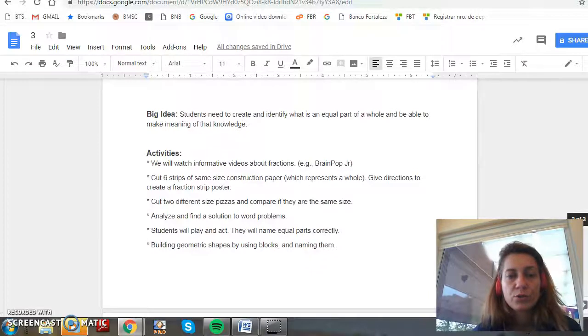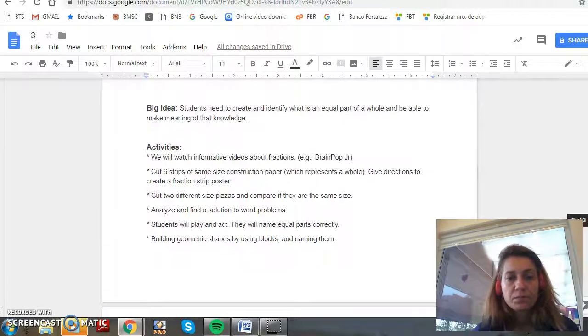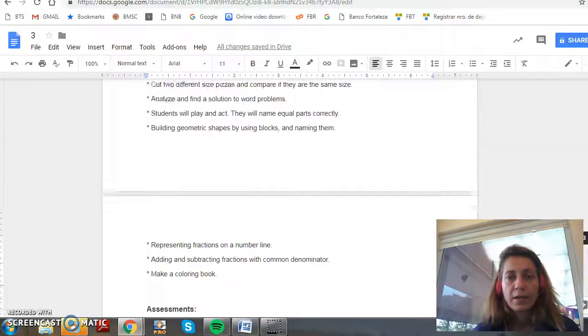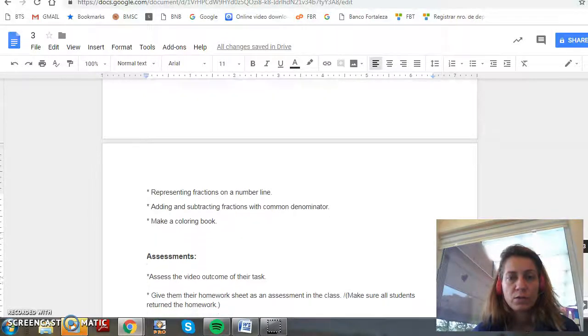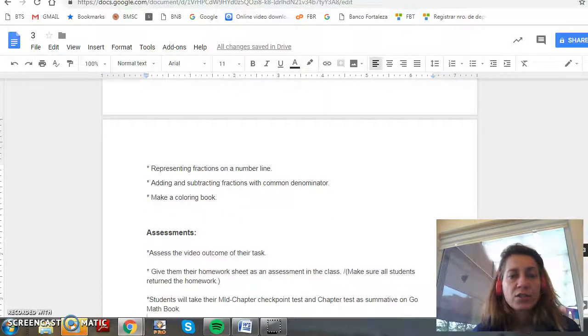Analyze and find a solution to word problems. Students will play and act. They will name equal parts correctly. In this case, I'm making them record a video about how they are acting, so that the video is also going to be an assessment. Building geometric shapes by using blocks and naming them. It's also important for ELL students and special education students to visualize. Representing fractions on a number line, adding and subtracting fractions with common denominators, make a coloring book.